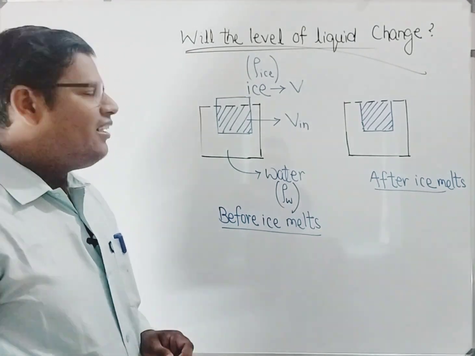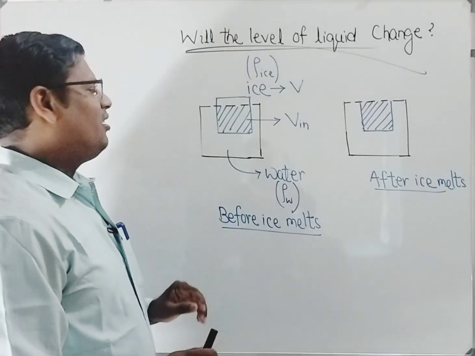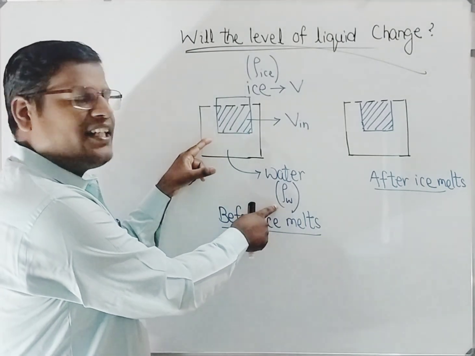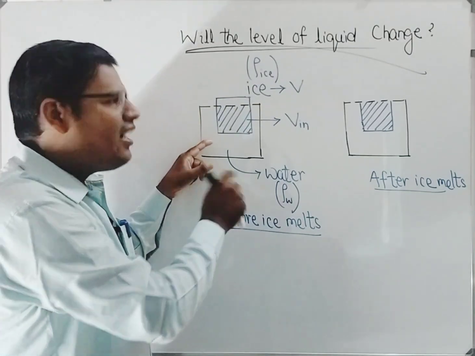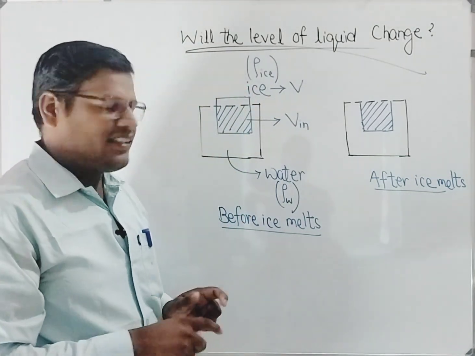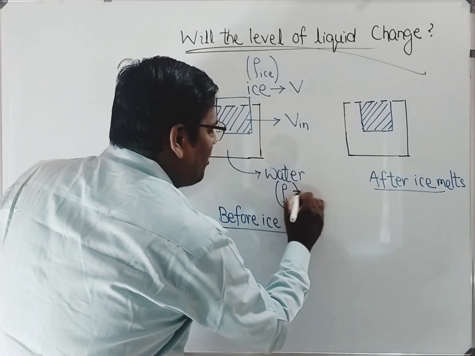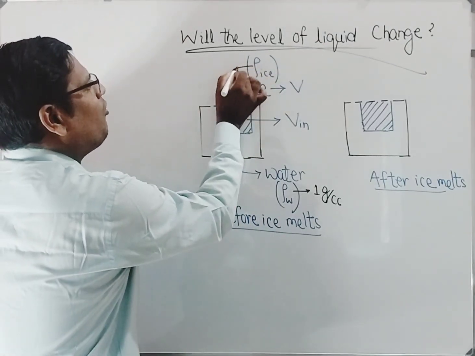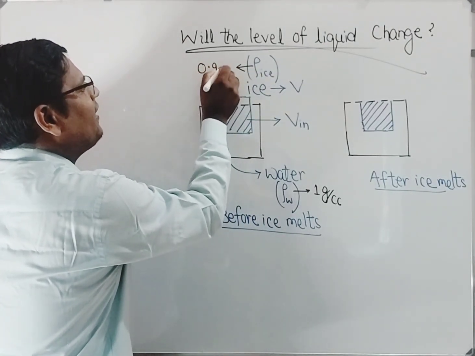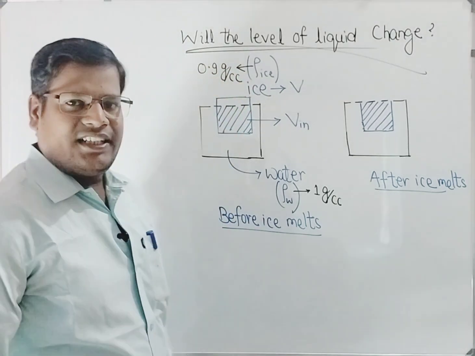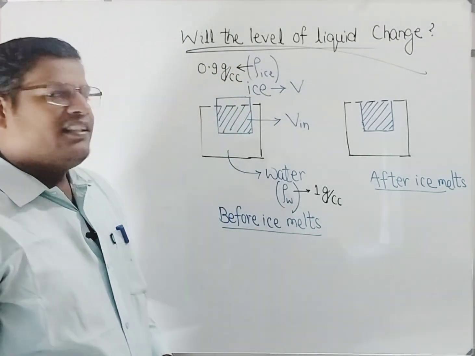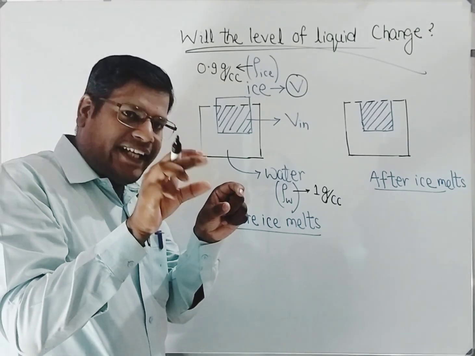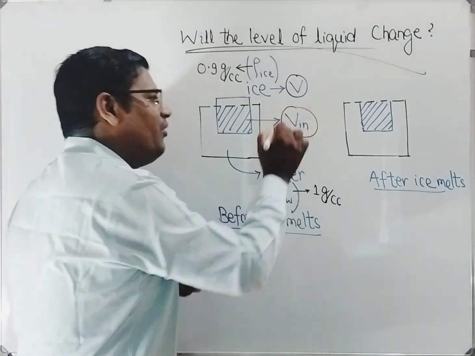Here let me first introduce the terms. The beaker is filled with water, and rho W is the density of water. The ice cube is floating in it, and rho ice is the density of the ice. Generally, the value of rho water is 1 gram per cc, so we will be using these values. And the value of rho ice is 0.9 gram per cc. Cc means cubic centimeter. Now the total volume of the ice I have denoted by the letter V, and the volume of the ice which is inside, I am denoting with V in.